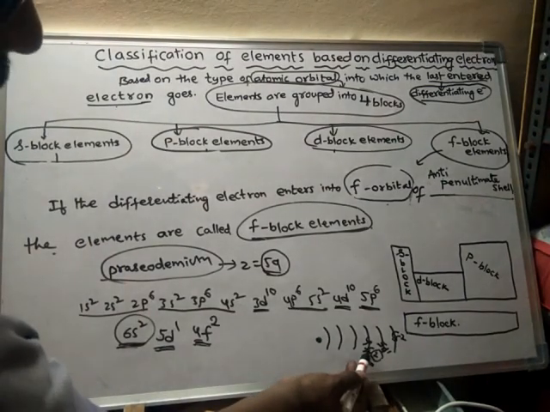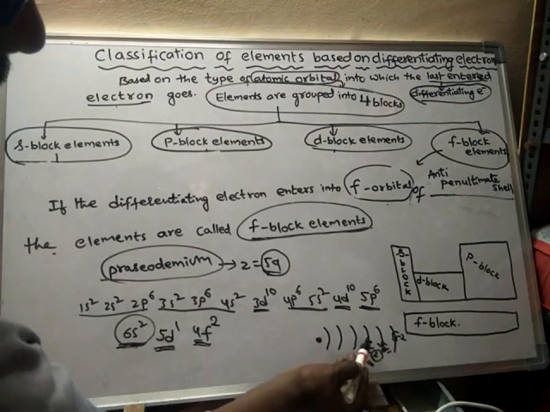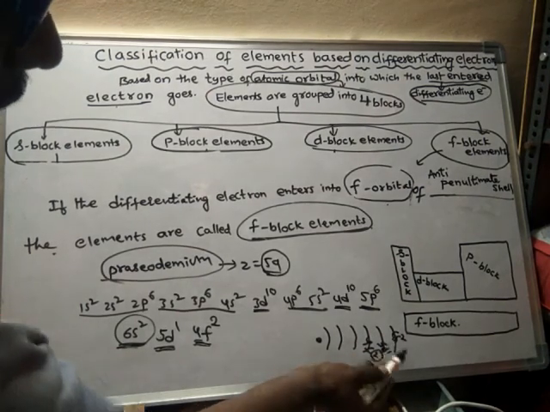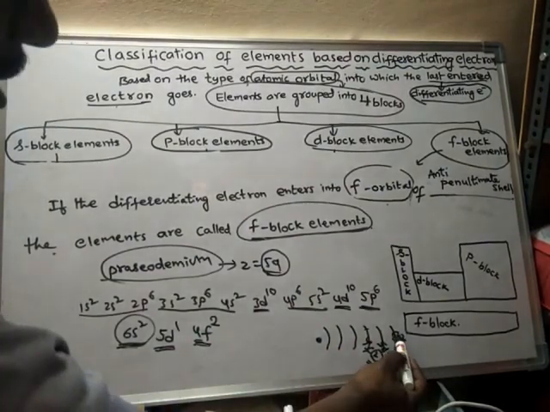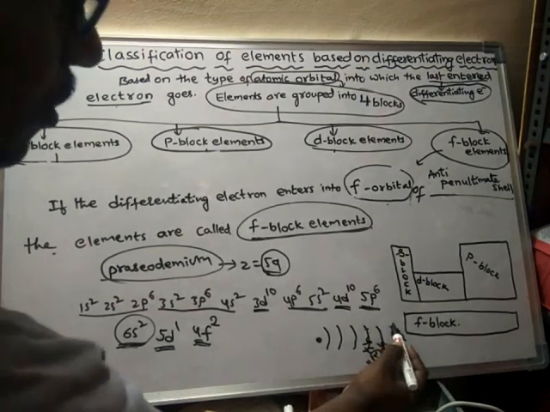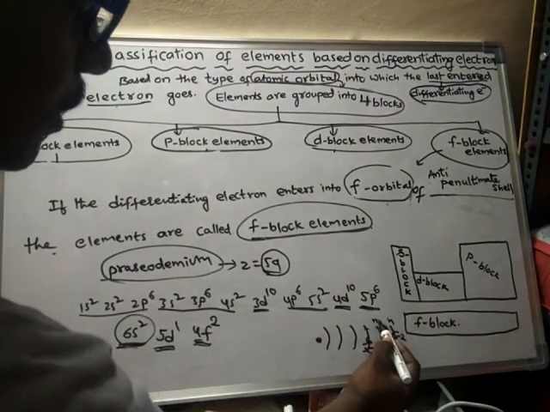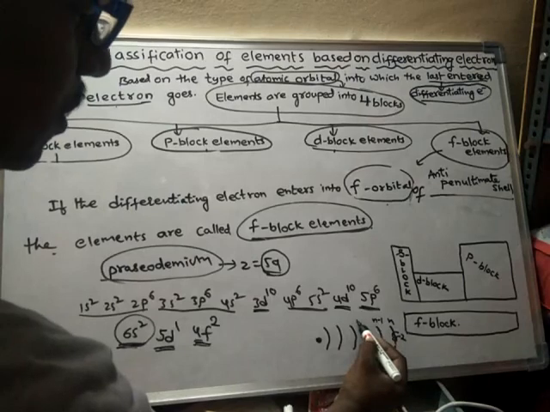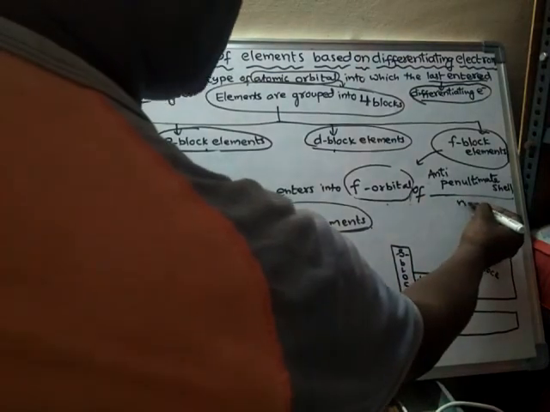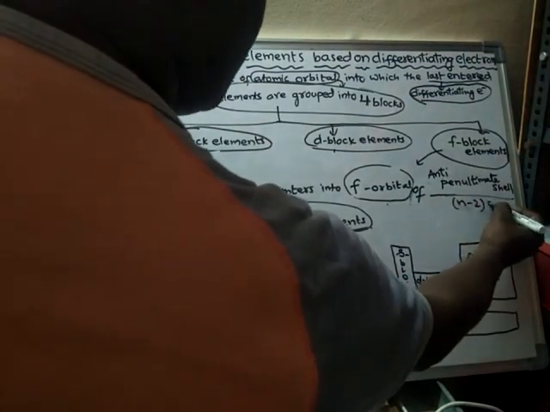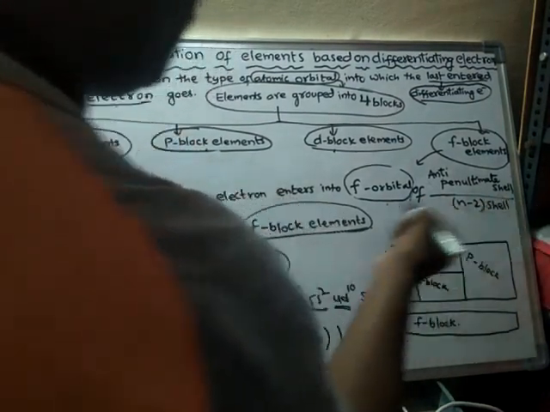Here 4f is present in the anti-penultimate shell. This is the ultimate shell, this is the penultimate shell, and this is the anti-penultimate shell. That means last but 1 is n minus 1, and last but 2 is n minus 2. So the anti-penultimate shell means the n minus 2 shell.